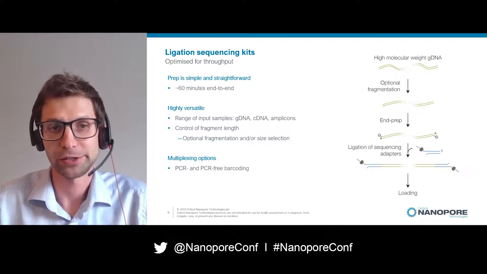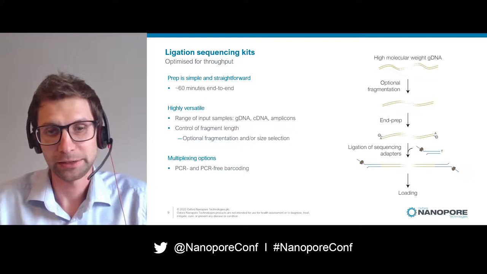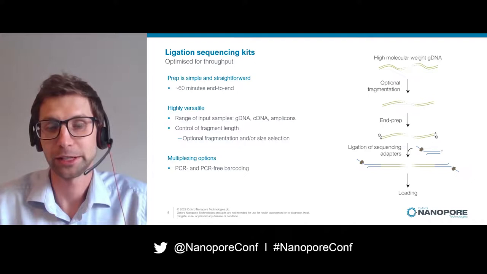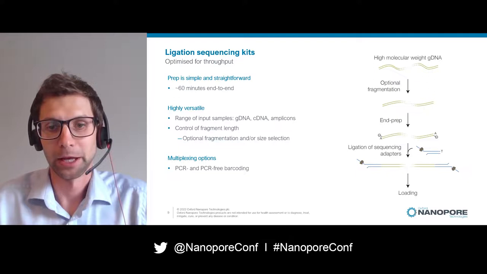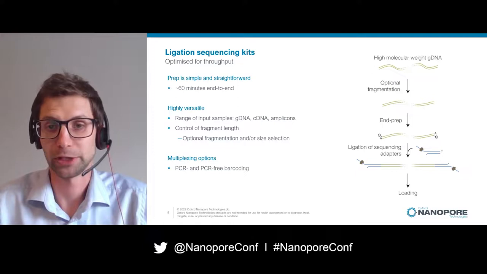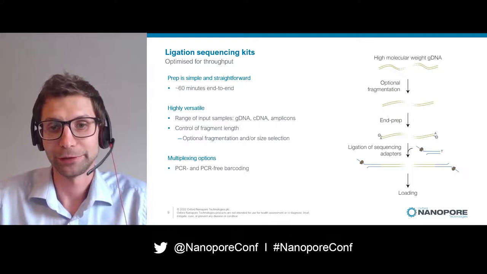Now, these sequencing adapters include the motor protein and the tethers, and with the sequencing adapters, the DNA library is ready to be loaded on the flow cell. For a single sample preparation, this whole process takes about 60 minutes. The kit, as I mentioned, is very versatile. It can take a range of input samples. It can take genomic DNA, whether it's fragmented or unfragmented, cDNA, and amplicons can also be used as templates for the protocol. You have control of fragment lengths by introducing optional fragmentation or size selection. The ligation kit is also compatible with barcoding, whether introduced through PCR or in a PCR-free manner.